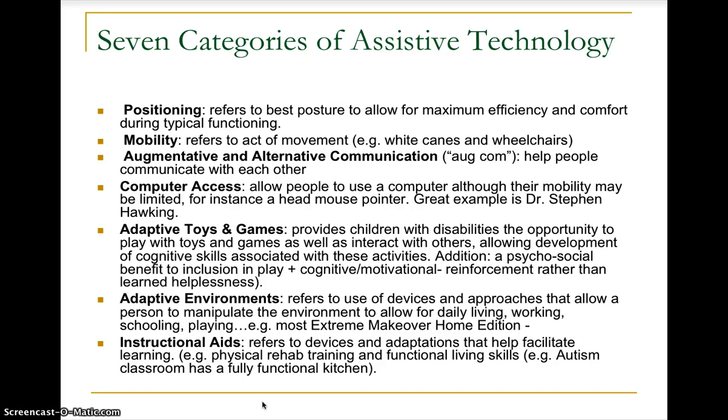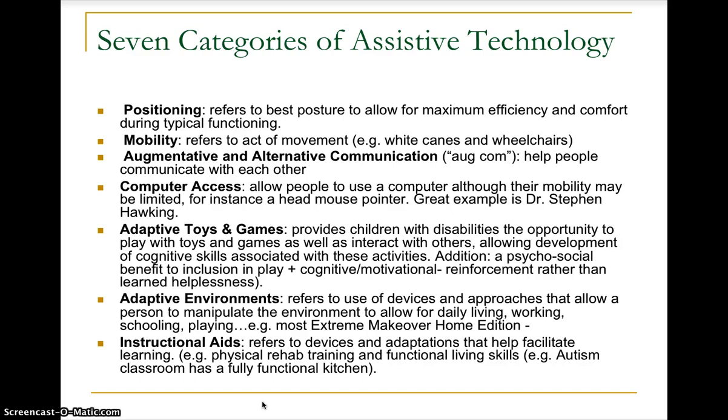So positioning, that refers to how we prop people up and allow for maximum physiological functioning. So how one is put into a posture, sitting effectively to work, to be able to wheel, etc. So in this case, we'll define that as the best posture to allow for maximum efficiency and comfort during typical functioning. I mean, imagine doing homework reclined in an easy chair. You're probably going to doze off.